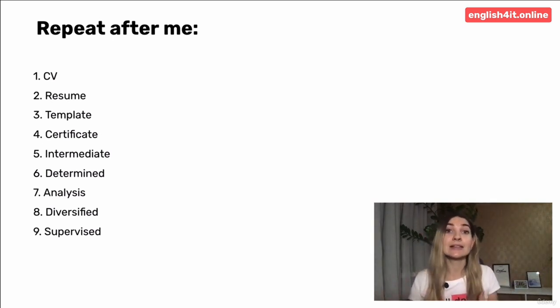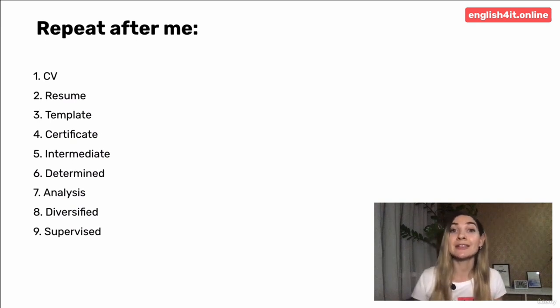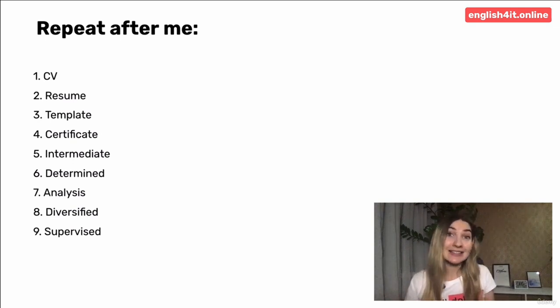Template, template. The next word is certificate, certificate. Again, certificate. The word number 5 is about quite often at the level of English, and it's intermediate. So it's not intermediate, it's intermediate. Repeat after me, intermediate. Okay.